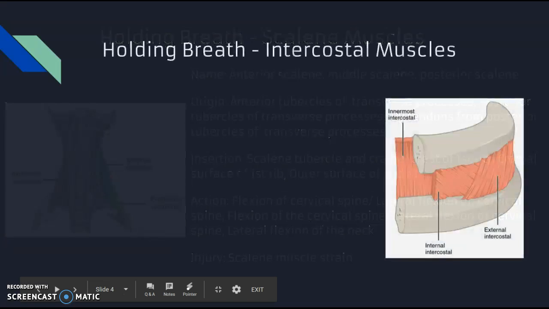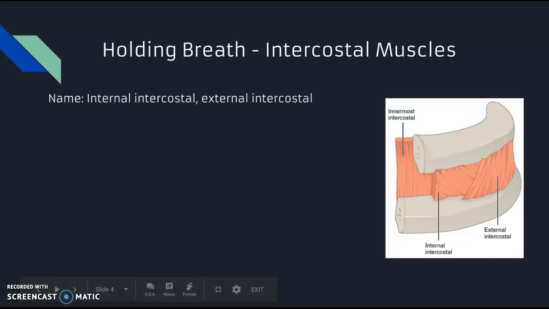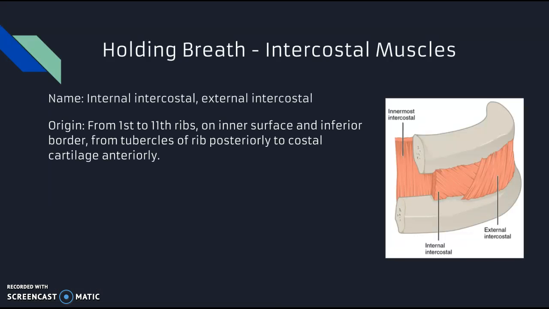The third muscles involved in holding your breath are the intercostal muscles. There are internal and external intercostal muscles. The origin of the muscles is on the 1st through 11th ribs on the inner surface and inferior border from the tubercles of the rib.